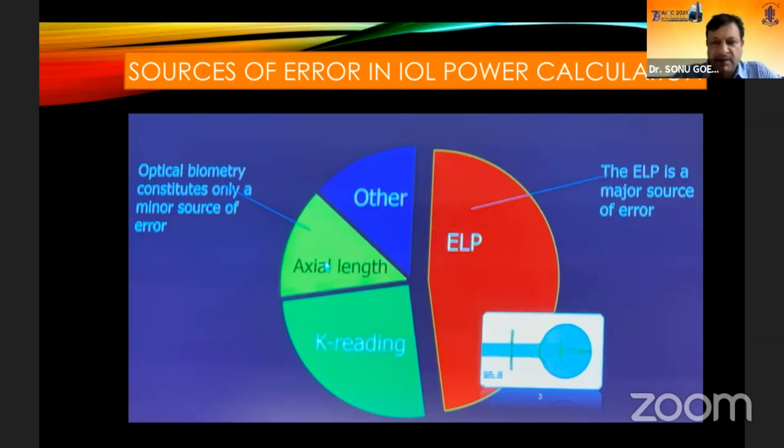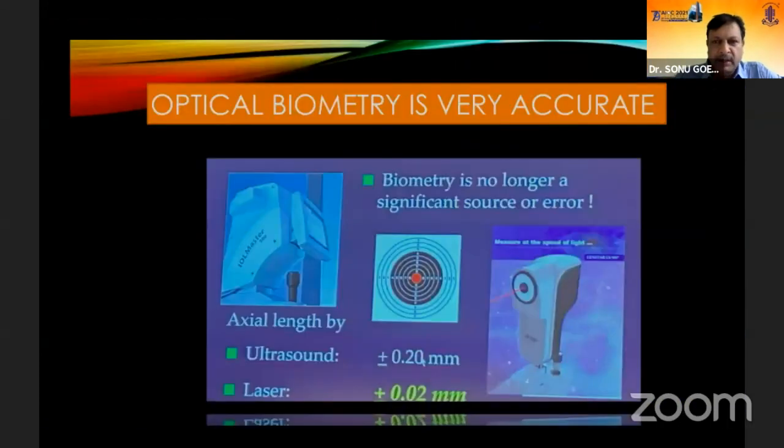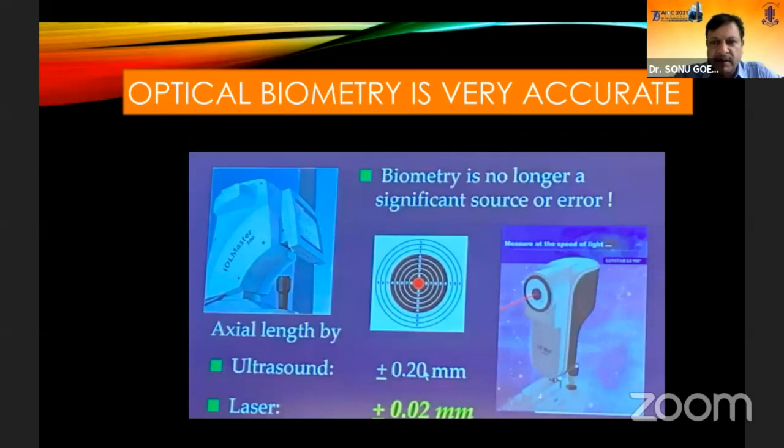But believe me, it's the effective lens position which is the major contributor to all errors in IOL power calculation. So it basically boils down to the formulas, where you need an ELP to be calculated accurately. Then comes the role of the axial length, the keratometry readings, and the other sources of errors. So optical biometry, we all know, is very accurate. It's no longer a significant source of error.